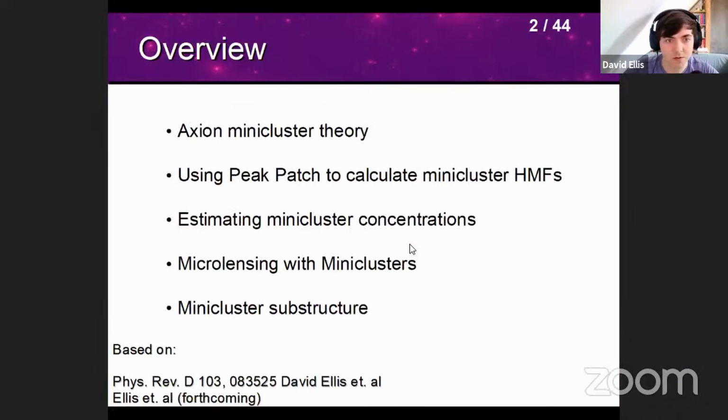So quick overview, I'm going to talk very briefly on Axion theory. We've already heard a lot about it today. Then talk about how we can use a process called peak patch, which Jens discussed a little bit, to calculate the halo mass functions of Axion Miniclusters. Then we want to extend this to look at how we can use this to estimate the concentrations of miniclusters, which is much more interesting, particularly in the context of how we can then go about looking for them using microlensing. And then finally, I'll talk a little bit about minicluster substructure and what that might mean for microlensing also.